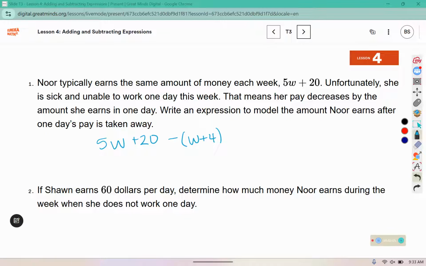So another way we can think of this is 5W plus 20 minus W and minus 4, because this negative will get distributed into the parentheses as well. Negative W, negative times 4 would be negative 4. It says if Sean earns $60 per day, determine how much money Noor earns during the week when she does not work for 1 day. So this 60 is equal to W. That's how much he earns per day.